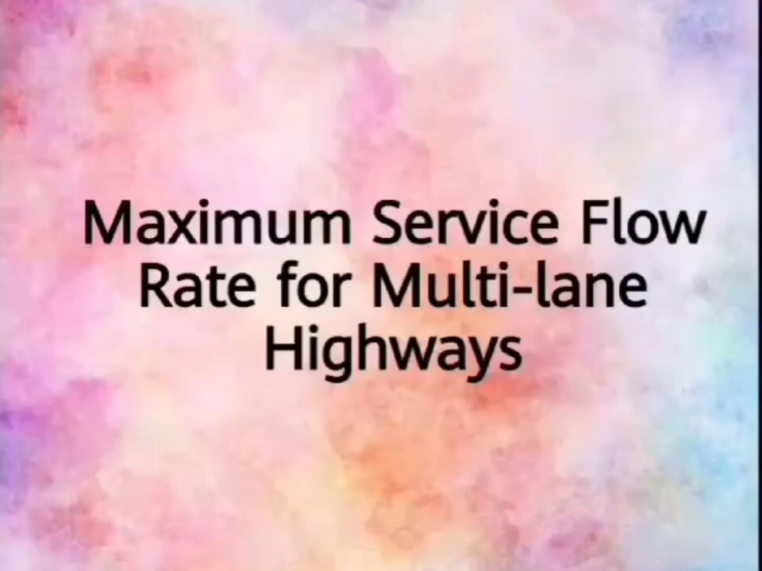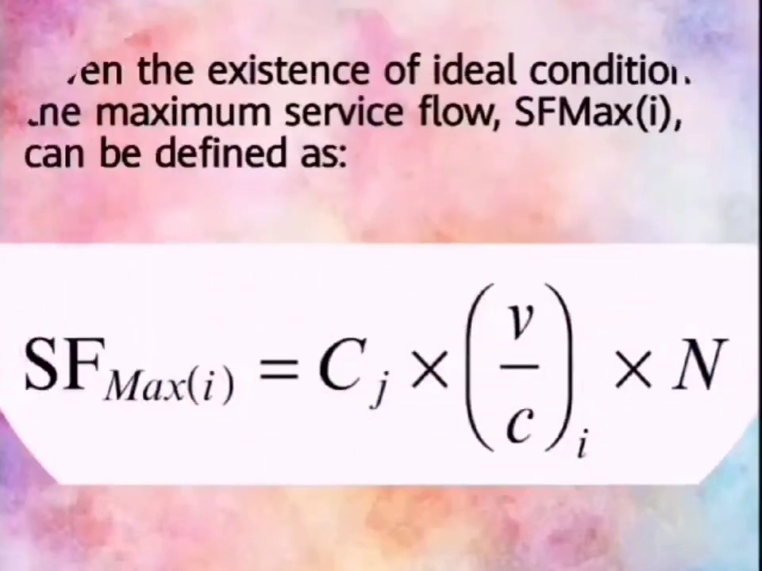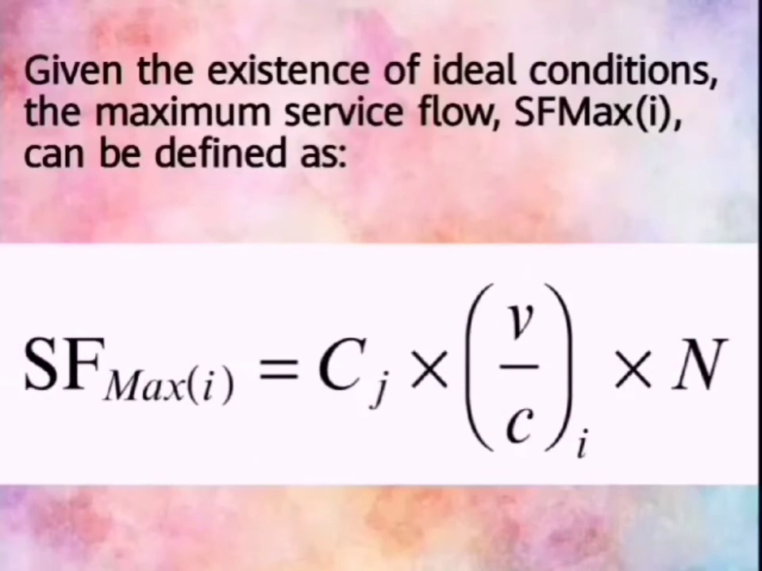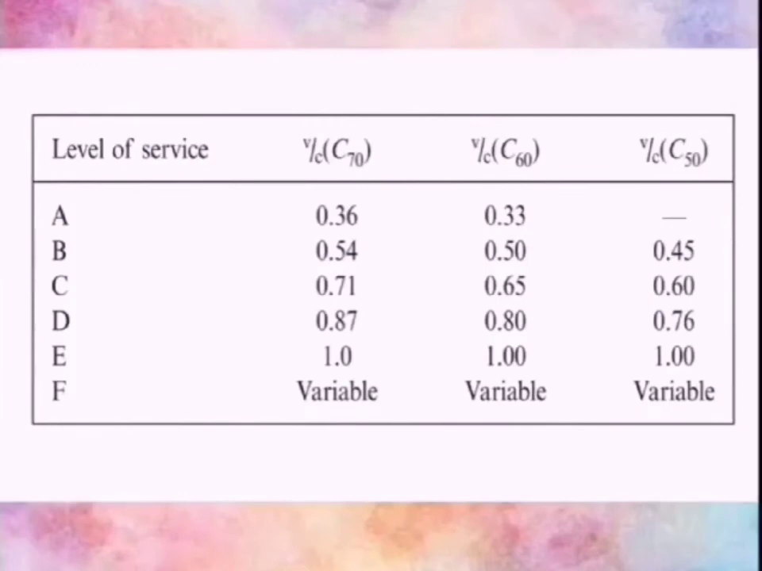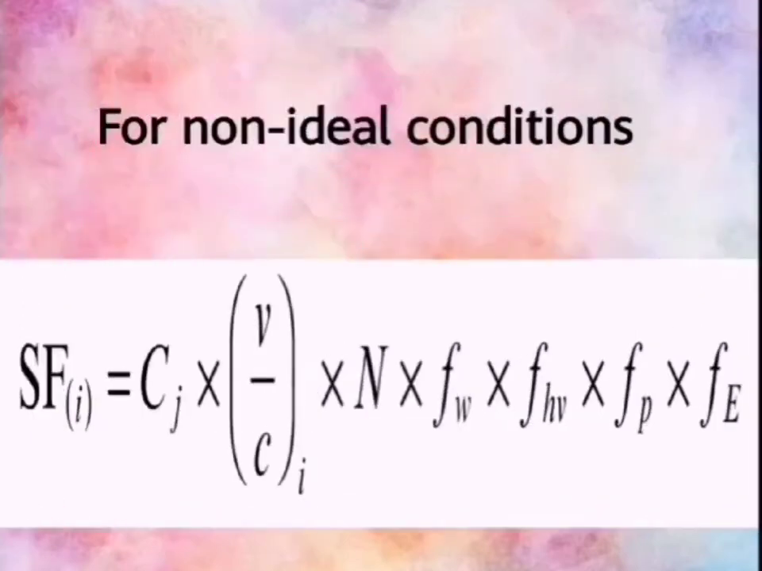Maximum service flow rate for multi-lane highways. Given the existence of ideal conditions, the maximum service flow rate can be defined as shown, where n is the number of lanes in each direction. C sub j is the capacity of a standard highway lane for a given design speed j. In Table 4.1, it shows the value of C sub j for different design speeds. In Table 4.2, it shows the maximum ratios of flow to the capacity for each level of service and design speed limit.